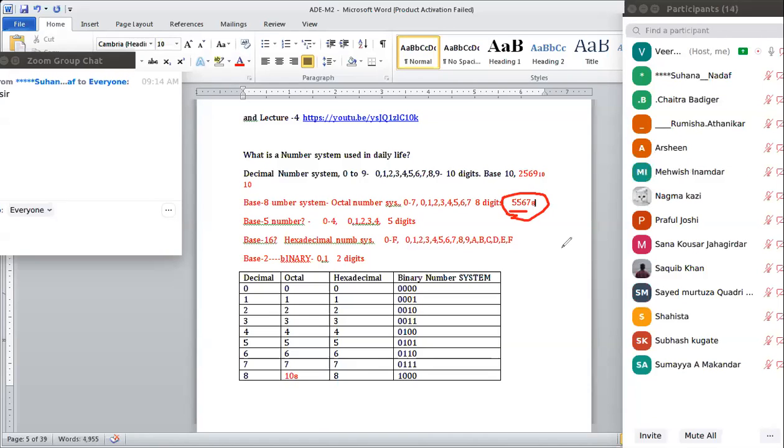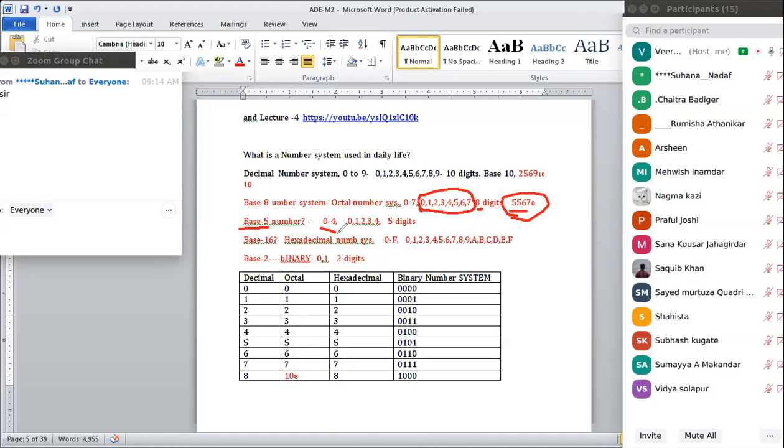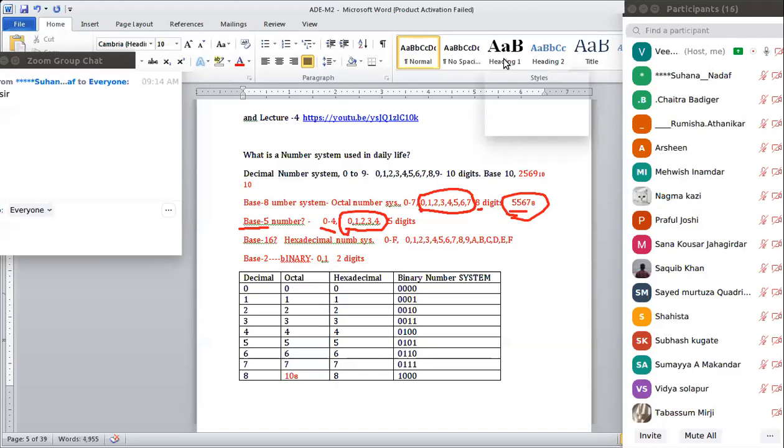Octal consists of the numbers 0 to 7, that is a total of 8 digits. Then if the base is 5, the number is considered as one which has 0 to 4 numbers, for an example. But we don't have that number system.